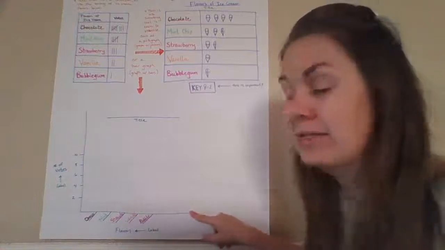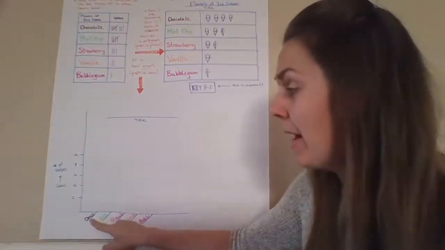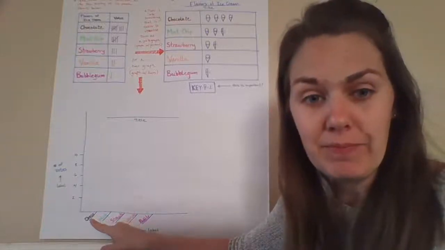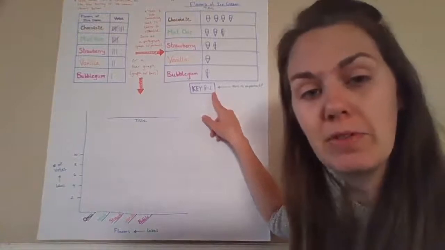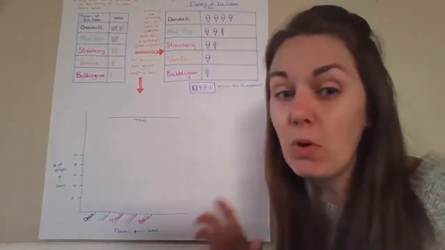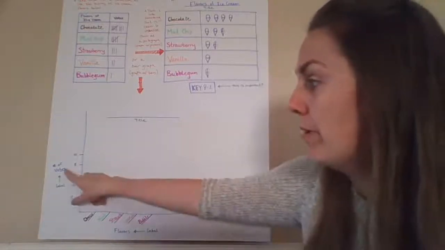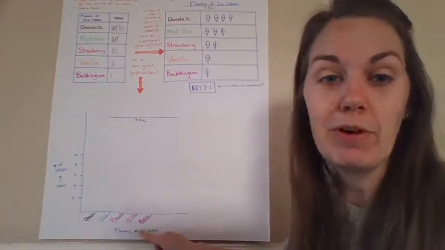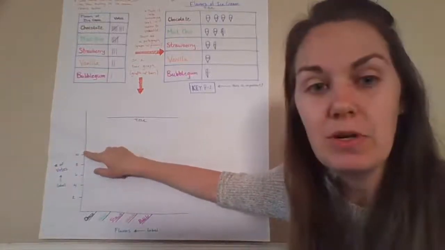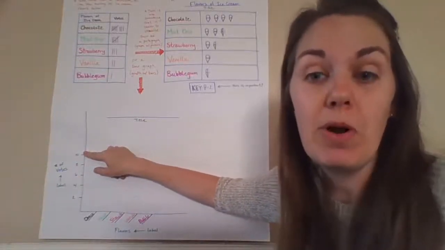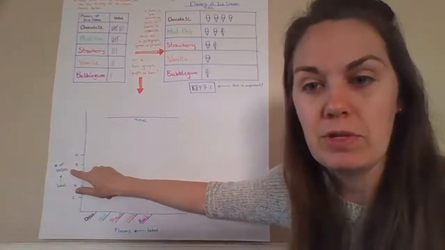Along my x-axis, instead of having numbers, because I'm not representing numbers, I'm using the flavors of my ice cream. Now, probably the most important thing, just like the key is the most important thing in a pictograph, probably the most important thing in a bar graph are your labels. You have one for your y-axis and you have one for your x-axis. My y-axis, each of these numbers represents a certain number of votes. So that's what my label is, number of votes.